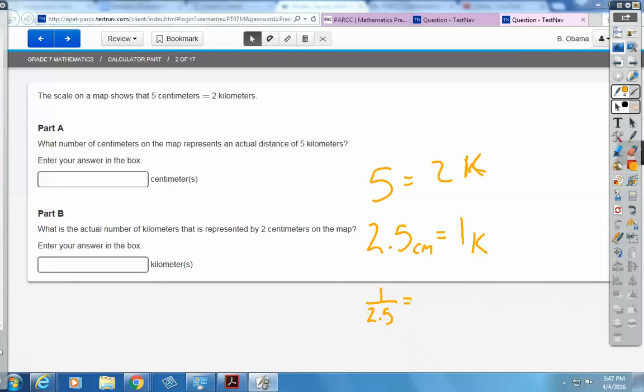Now I'm turning my ratio into a proportion. I have 5, and this is kilometers. What did I multiply 1 by to get 5? 5. So 2.5 times 5 is going to be 12.5.